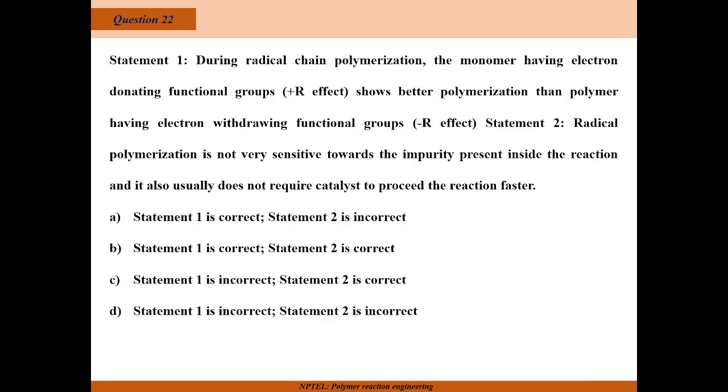So the next question is, during radical chain polymerization, the monomer having an electron-donating functional group, that is plus R effect, shows faster polymerization than a monomer having an electron-withdrawing functional group, minus R effect. The statement 2 is, radical polymerization is not very sensitive towards impurity present inside the reaction, and it also usually does not require a catalyst to proceed the reaction faster.